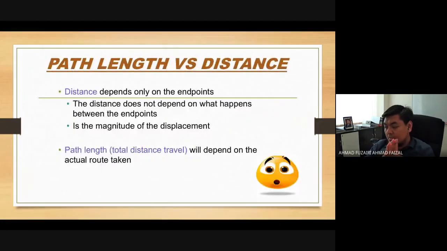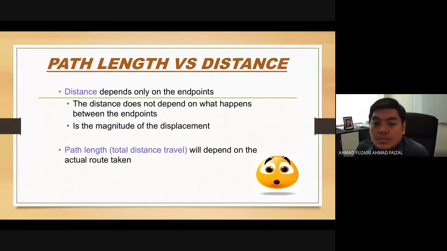So now, what is the difference between the path length and distance of a moving object? The distance is the length of a straight line joining the 2 points. The distance depends only on the endpoints, but doesn't depend on what happened between these points. So we can say that distance is the magnitude of displacement. However, the path length or total distance traveled is the length of the actual path traveled between the 2 points, including any retracing of steps. The path length will depend on the actual route taken during the trip.